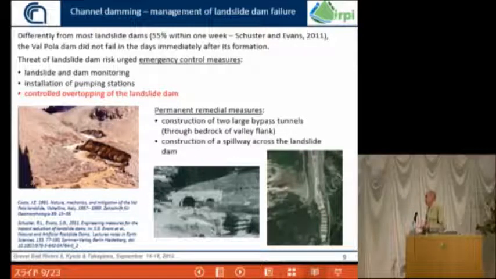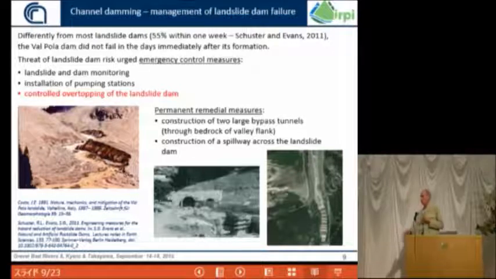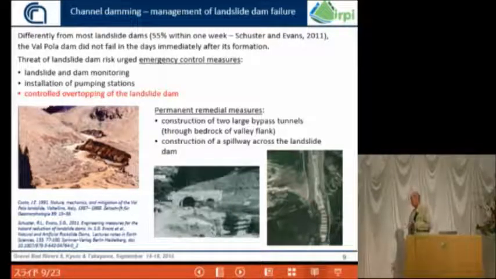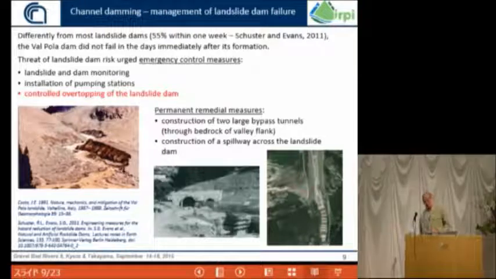There were several strong discussions about that because of the intrinsic risk of erosion and failure of the landslide dam. But this was studied on a physical model. The crest of the landslide dam was artificially lowered, and finally the controlled overtopping was performed successfully. And then in the following weeks and months, some more permanent remedial measures, which mostly consisted in the construction of two large bypass tunnels, were also implemented.